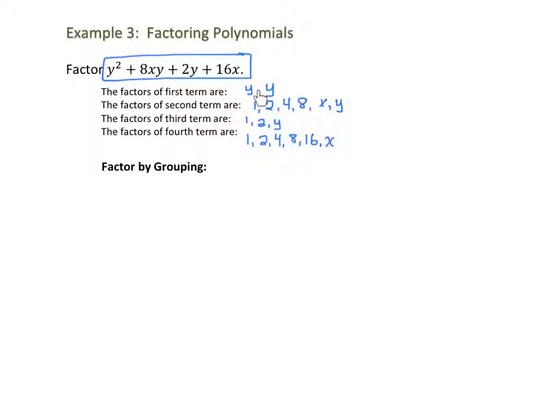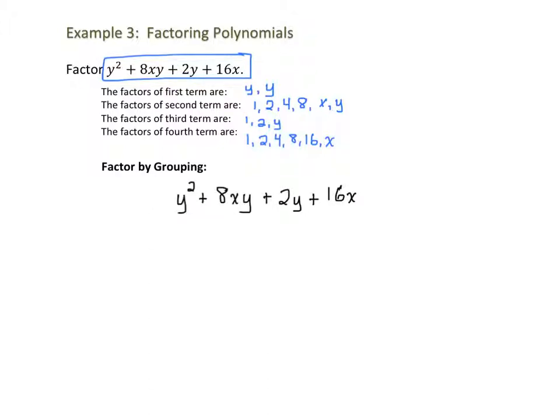We notice that the first 3 terms have y's, but the 4th term doesn't, and the second and 4th terms have x's, but the first and 3rd don't. The second, 3rd, and 4th terms have 2's, but the first one doesn't. So there does not appear to be anything that all 4 terms share in common. So this is a sign that we need to factor by grouping.